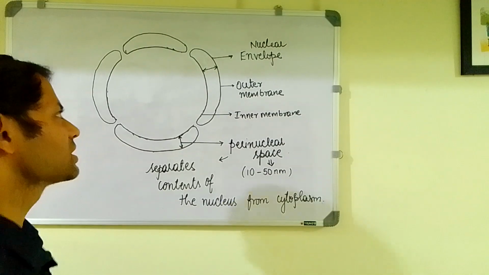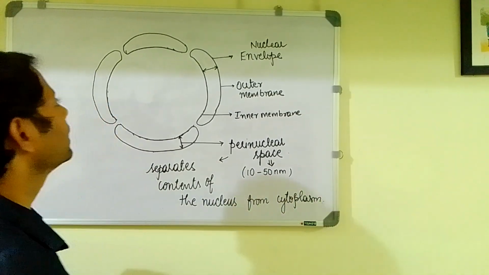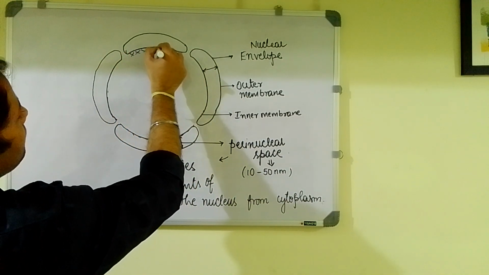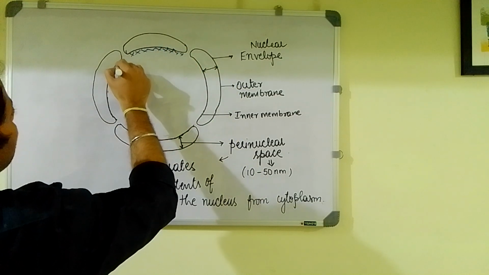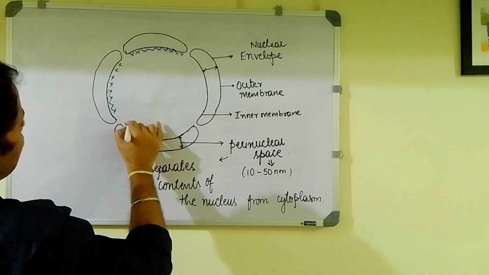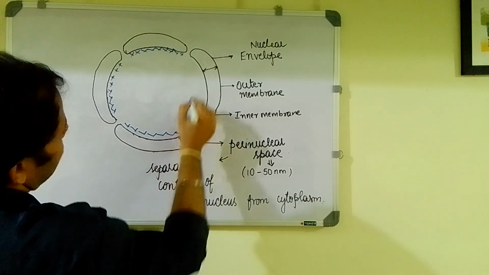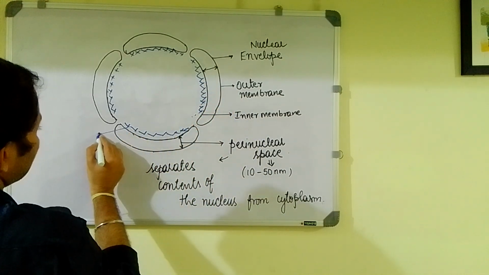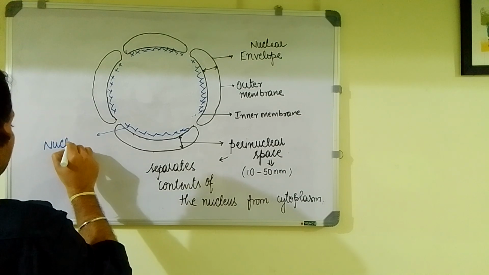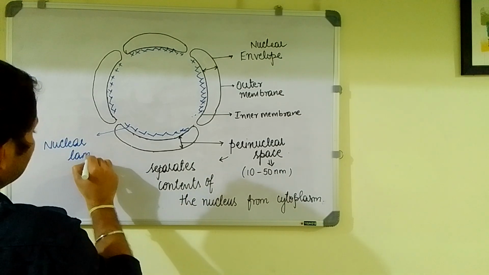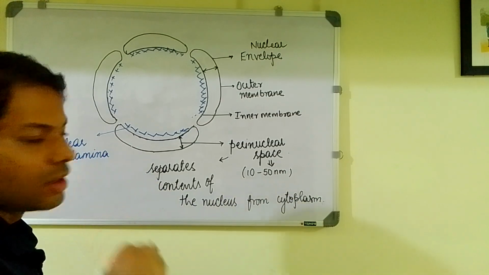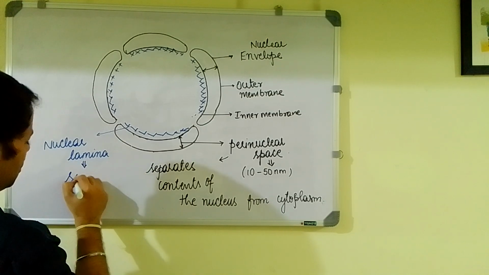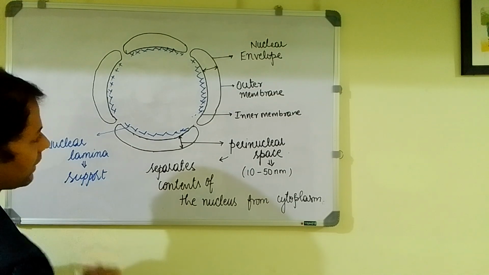Now, this is the first thing. The second thing is, inner to the inner membrane, here you have a small network of protein, which is called the nuclear lamina. It is present inner to the inner membrane. Now, what is the function of this nuclear lamina? The function of this nuclear lamina is to provide mechanical support to the nucleus.